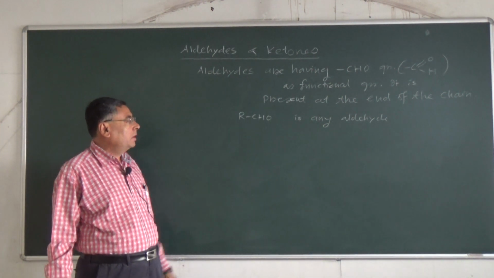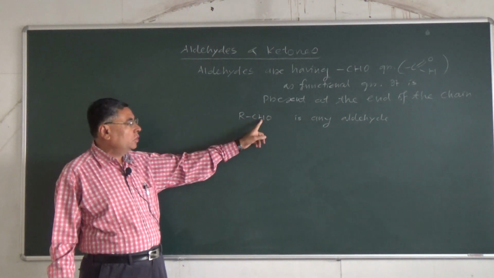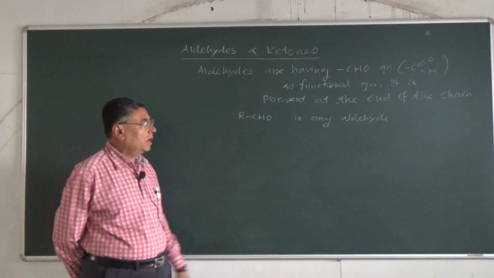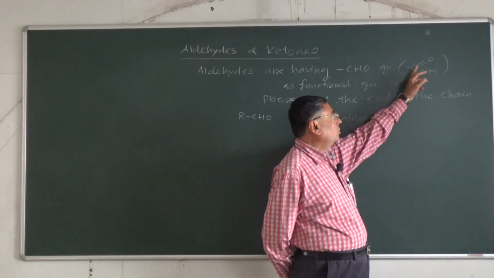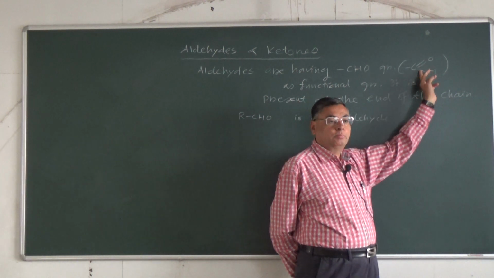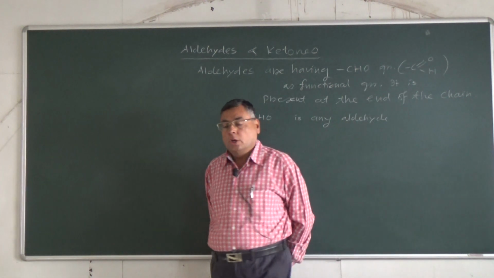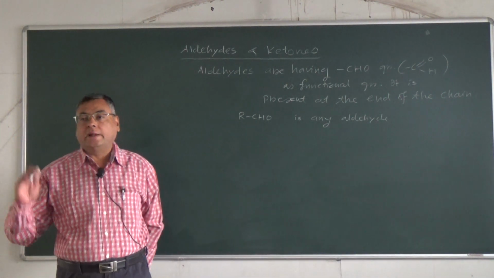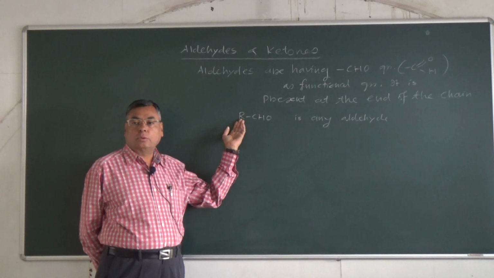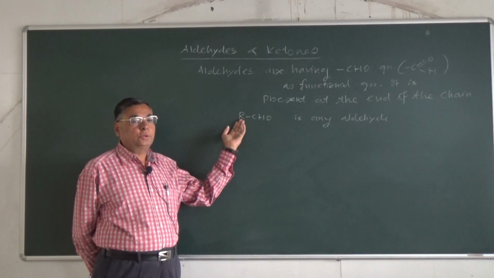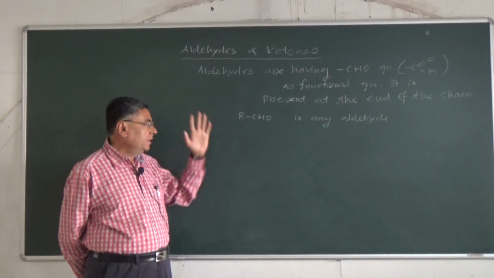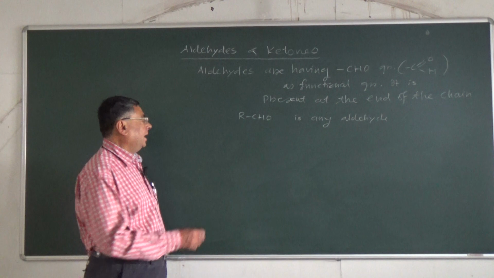One valence is available, so we can attach one alkyl group. RCHO means any aldehyde. CHO, that is C double bond OH, valency of carbon is 4, valency of oxygen is 2, valency of hydrogen is 1. So one valence is available. So this CHO group is always present at the end of the chain. From this side you can attach any alkyl group, simple or substituted alkyl group, aliphatic or aromatic alkyl group. Hydrogen can also be attached.